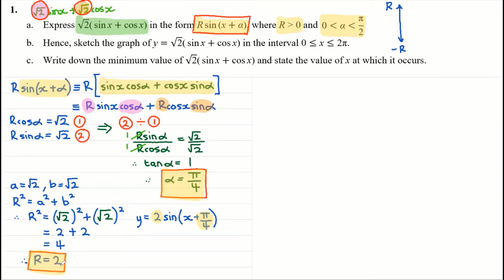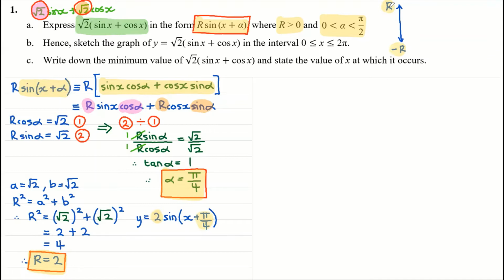Okay, there they are. Right, so that's part A finished, and then it says hence sketch. So hence means use your result. And we've already mentioned as well, haven't we? The minus r and the r, that tells us the range of the function straight away. So we know it's going from -2 up to 2 because of that scale factor stretch. All right, so we have to sketch it within that specified domain.